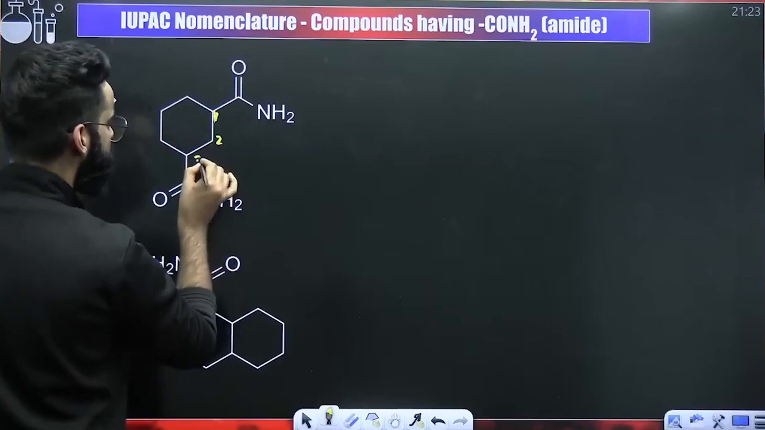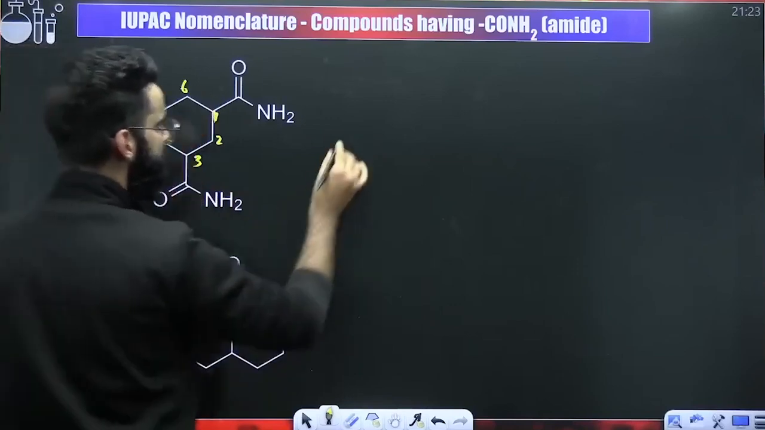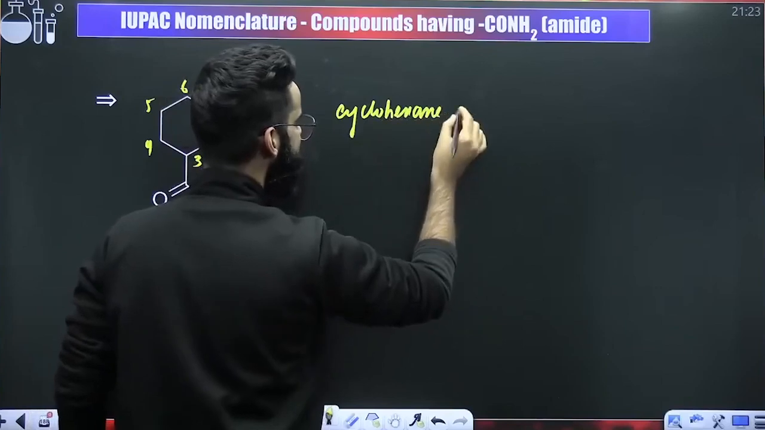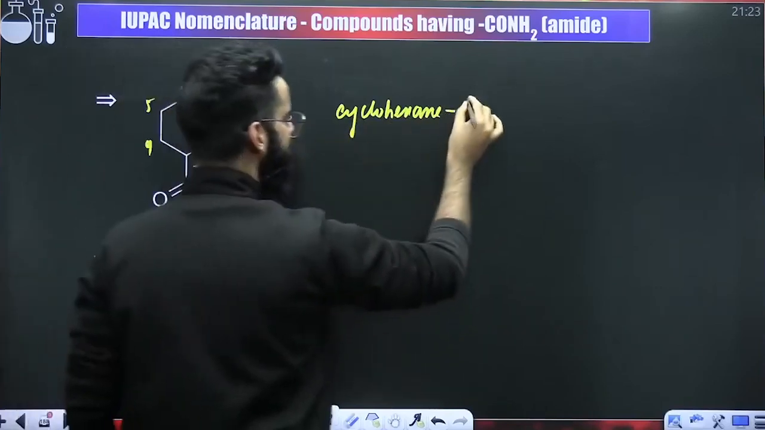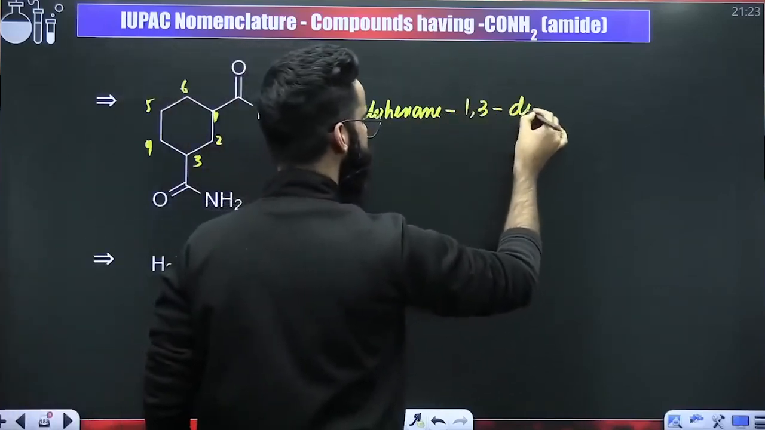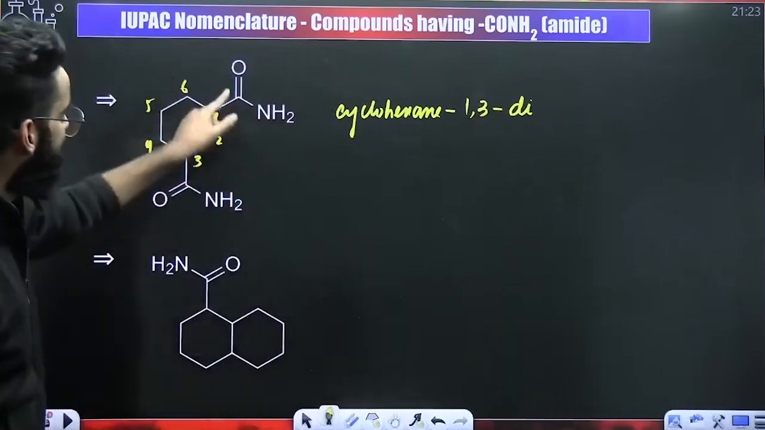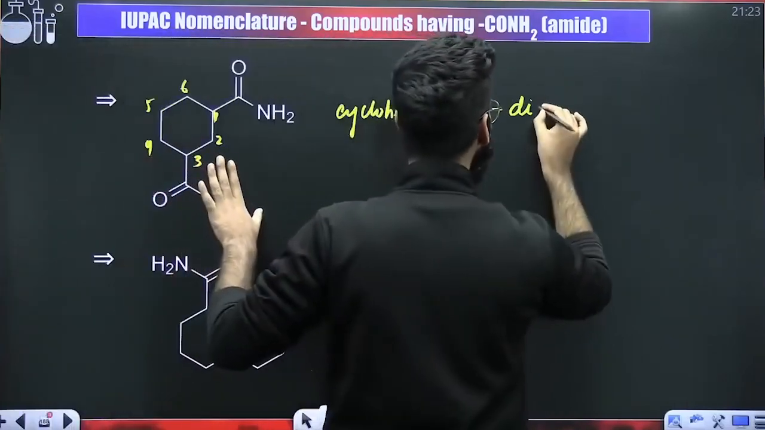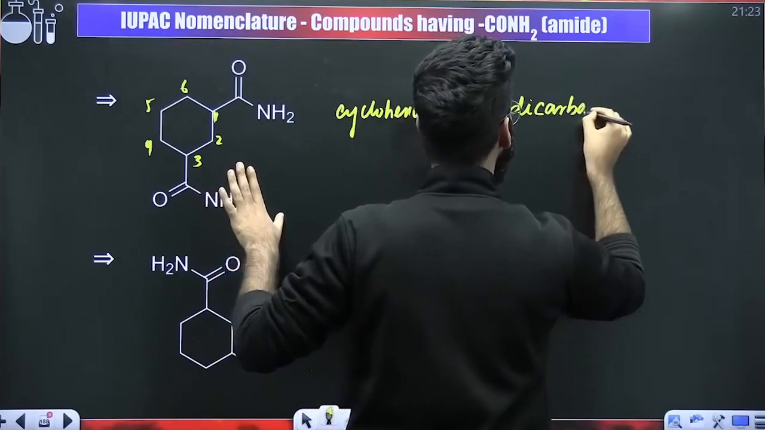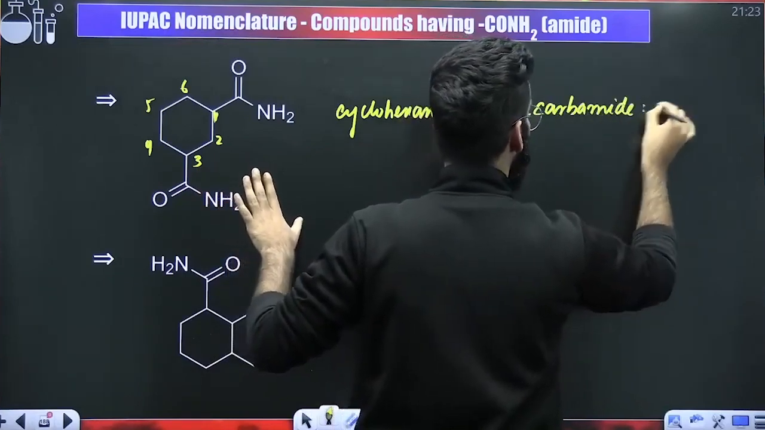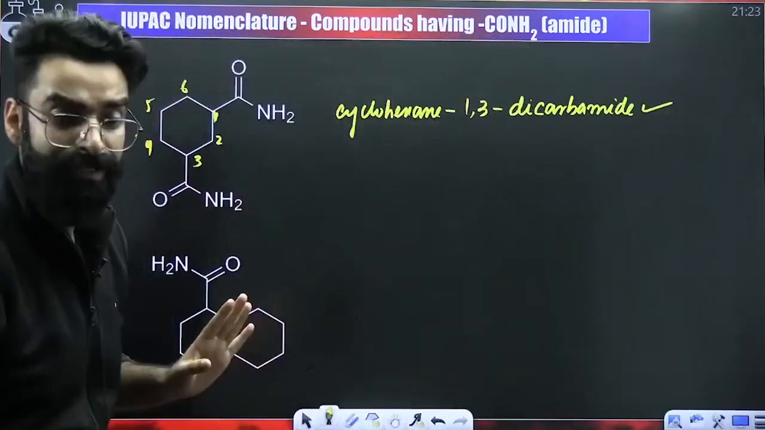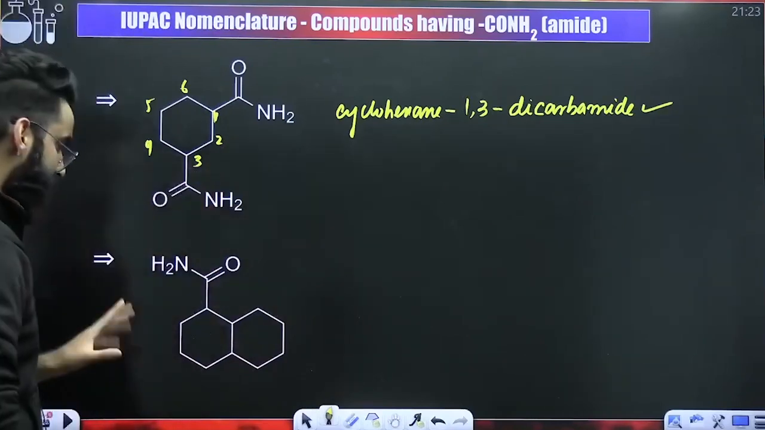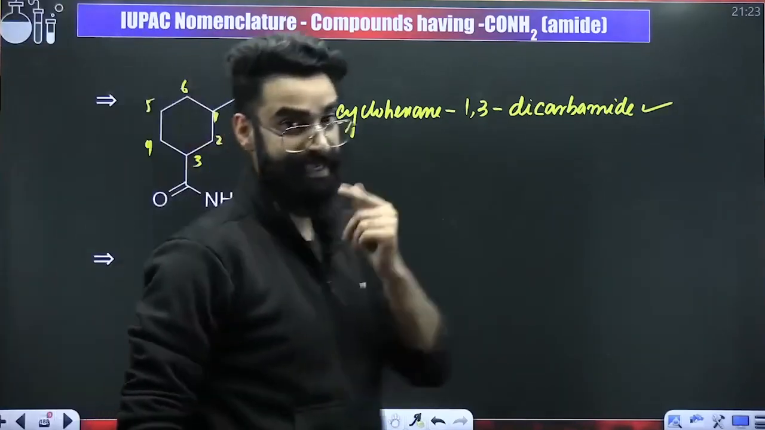Look at this one. Calling this 1, 2, 3, 4, 5, and 6, so first of all, it's cyclohexane. At 1 and 3, there are 2 functional groups, so di. None of the carbons of the amides are part of the main chain, so it is dicarbamide. Carbamide, because the carbon of the amide is not part of the main chain.